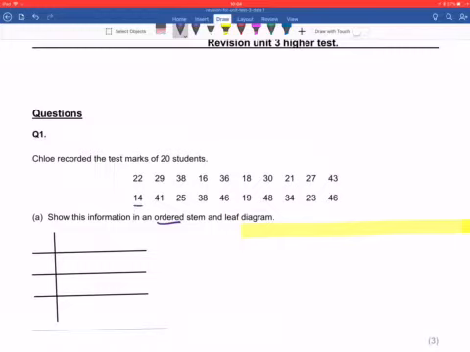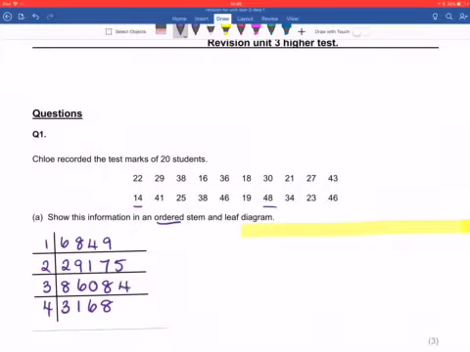So I've got teens and I've got up to the 40s. So 1 for the teens, 2 for the 20s, 3 for the 30s, 4 for the 40s. Right, 22, 29, 38, 16, 36, 18, 30, 21, 27, 43. I've got 14, I've got 41, 25, 38, 46, 19, 48, 34, 23 and 46.